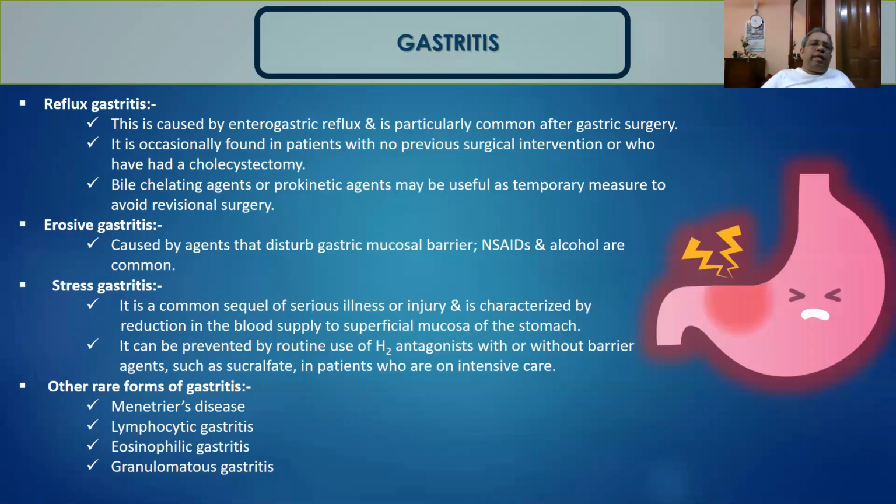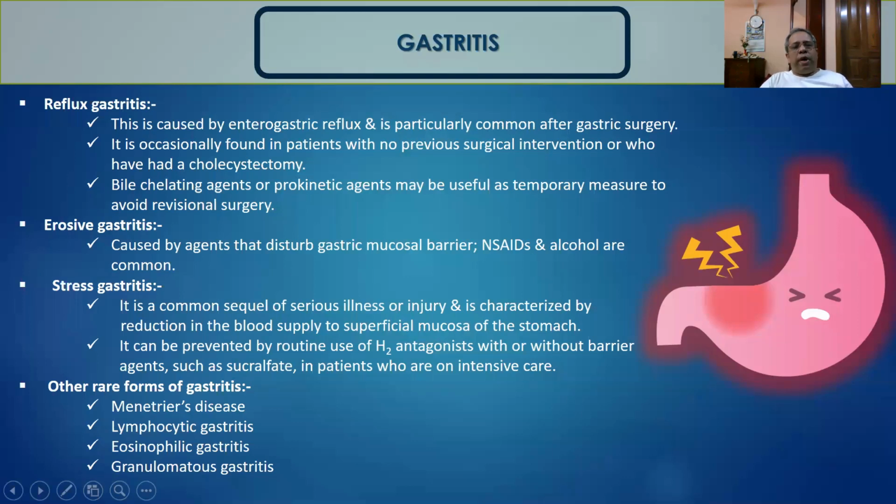There is another type, reflux gastritis. This is caused by enterogastric reflux and is particularly common after gastric surgery. It is occasionally found in patients with no previous surgical intervention or who have had a cholecystectomy. Bile chelating agents or prokinetic agents may be useful as a temporary measure to avoid revision surgery. That means whenever bilious content migrates into the stomach, the bile causes irritation and gastritis, which is called reflux gastritis.